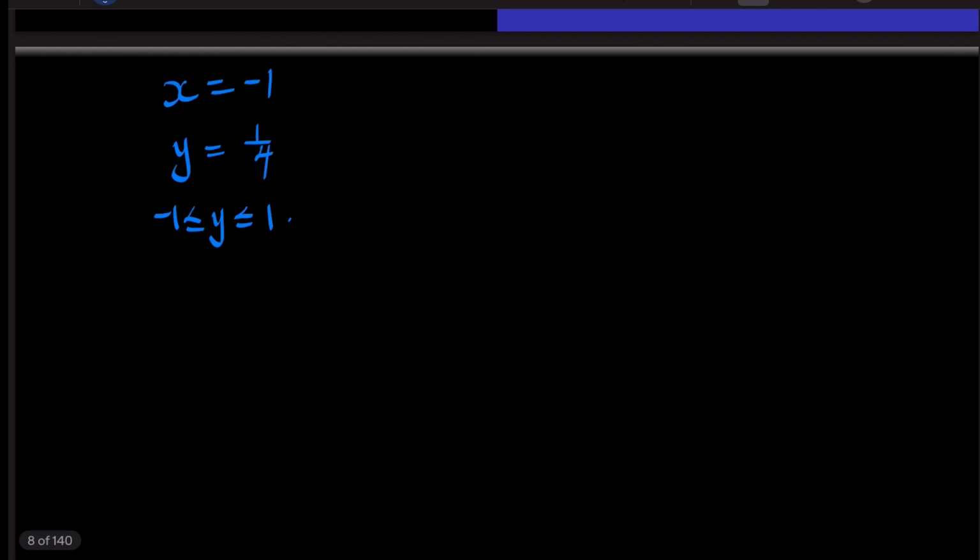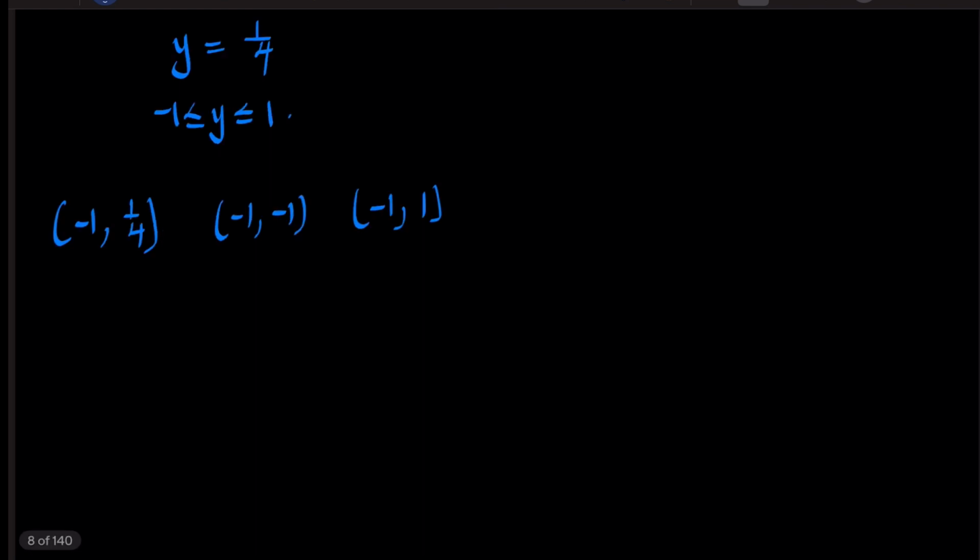So we are going to have the points (-1, 1/4), then x is -1, y is -1 on the end of the boundary, and x is -1 and y is 1. We now compute the function values at these points.